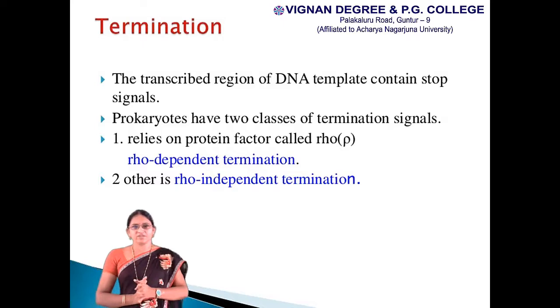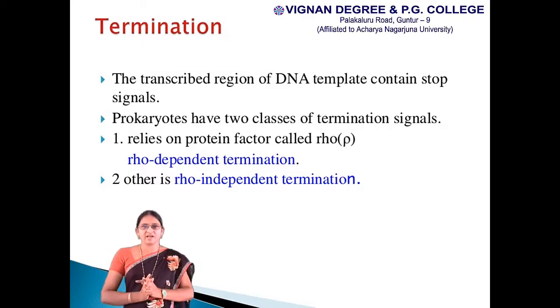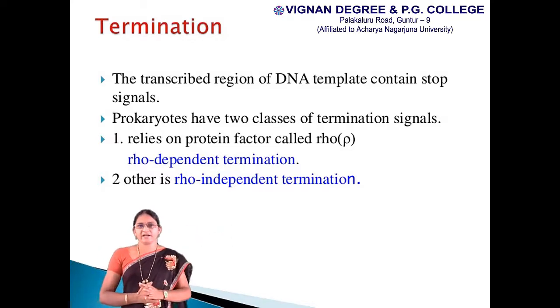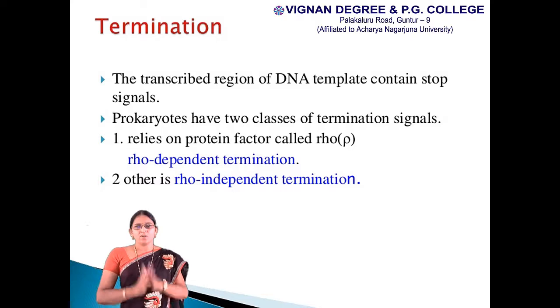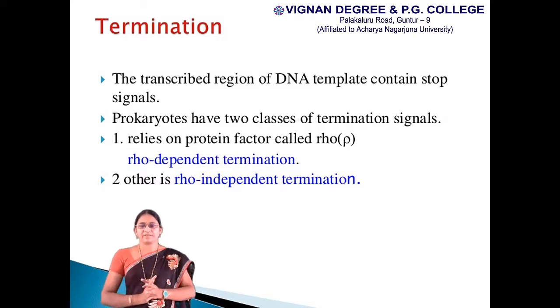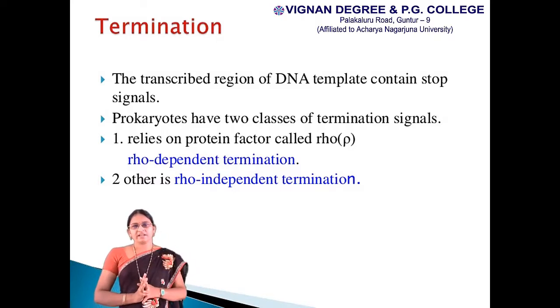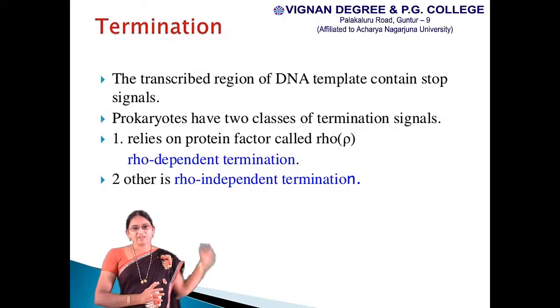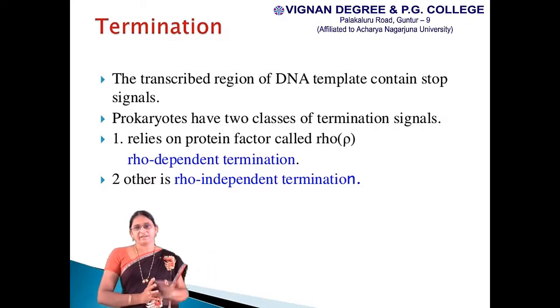Coming to the termination. In such a way the process elongates until the termination signals are present on the DNA. The transcribed region of the DNA template contains stop signals. Prokaryotes have two classes of termination signals. One relies on a protein factor called Rho factor, that is known as Rho dependent termination. The other one is Rho independent termination.